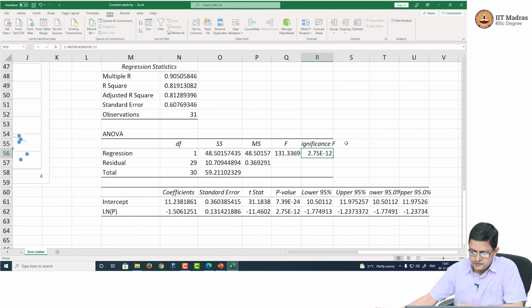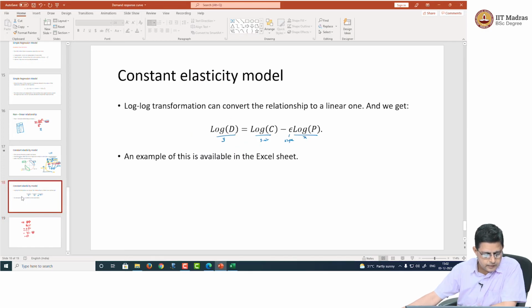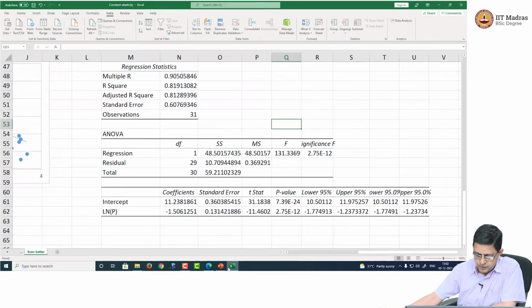Okay, now this is about the regression output. Let us go back and interpret and see what that means for our demand price relationship. Remember, going back to Excel, what do I take from here? I look at the estimates: 11.23 and negative 1.5. 11.23 is my intercept, negative 1.5 is my slope.